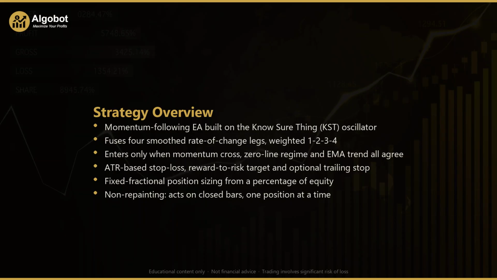On top of that oscillator, the strategy layers two more filters. First, a zero-line check, so the aggregate momentum has to be genuinely positive before a long is considered or genuinely negative before a short. Second, a sloping trend filter built from an exponential moving average. So price has to sit on the correct side of that average, and the average itself has to be pointing the right way. Risk is handled with the average true range. The stop distance, the take-profit target, and an optional trailing stop are all measured in multiples of recent volatility, and position size is worked out from a fixed percentage of account equity.